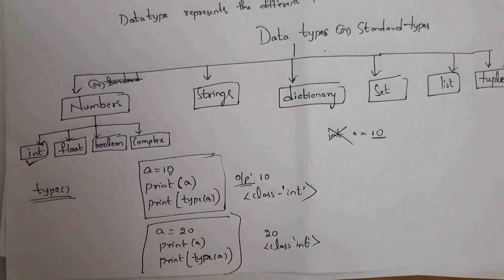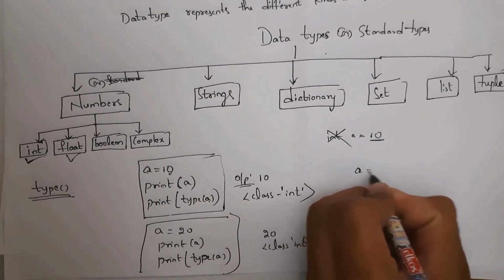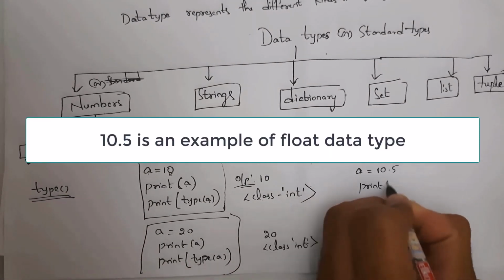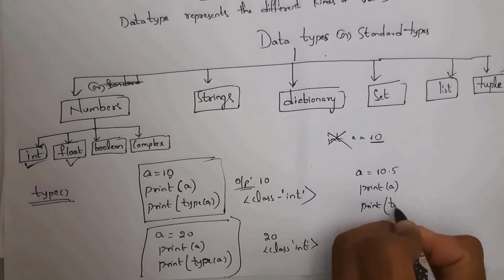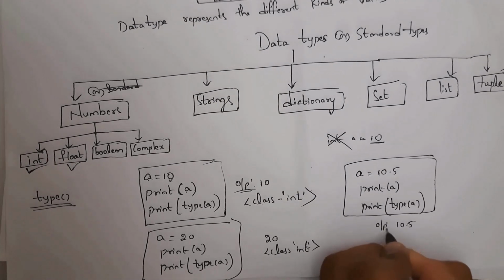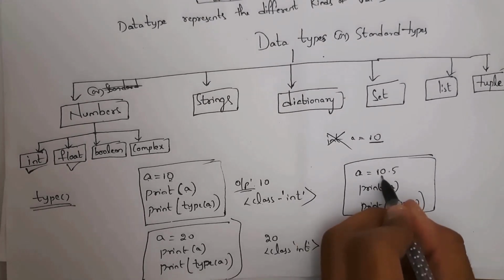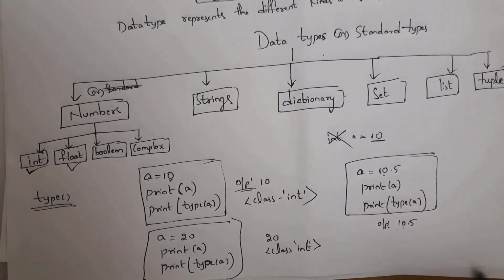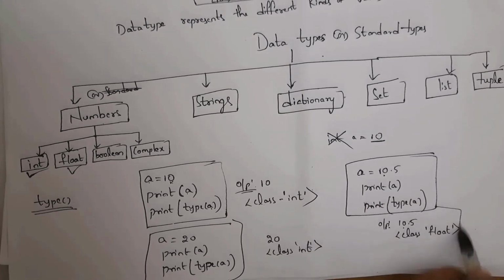Next I will explain float data type. Here I written a equal to 10.5 and I written here print a and print type of a. Whenever you execute this program, then you will get output 10.5 because this variable a contains value 10.5. So I will get output 10.5 and I will get class float. This is output for this program.